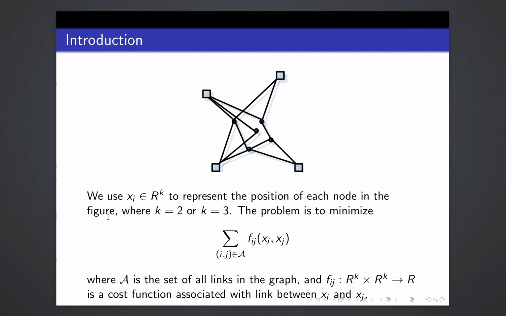We use xi to represent the position or location of each node in the figure, as we can see here. Where k equals 2 or k equals 3, that means we may deal with a problem in 2D or 3D, and the problem is to minimize such a cost function. A is the set of all links in the graph, and Fij is the cost function associated with the link between xi and xj. So we want to minimize such cost.